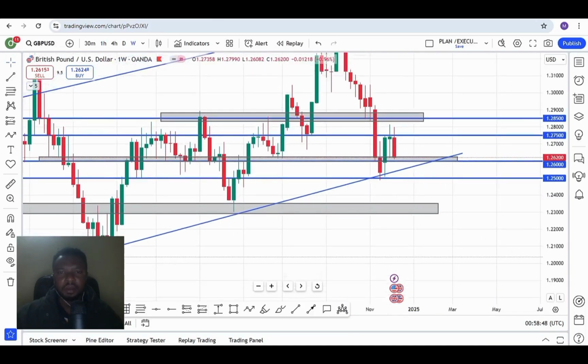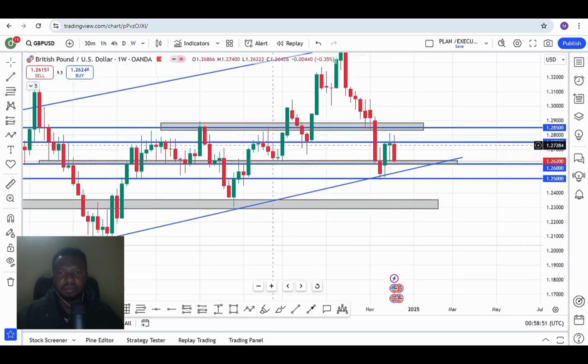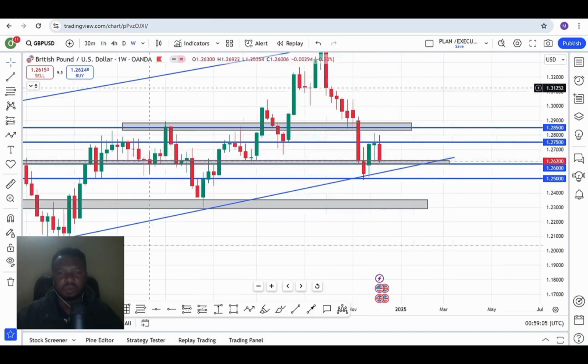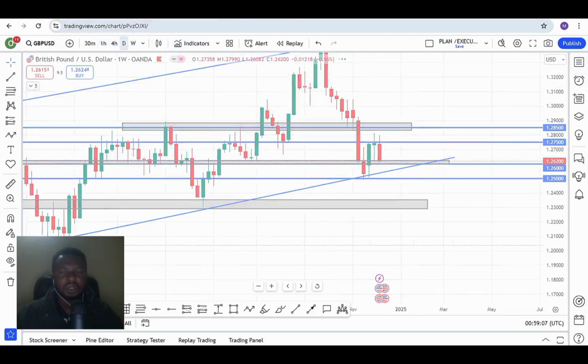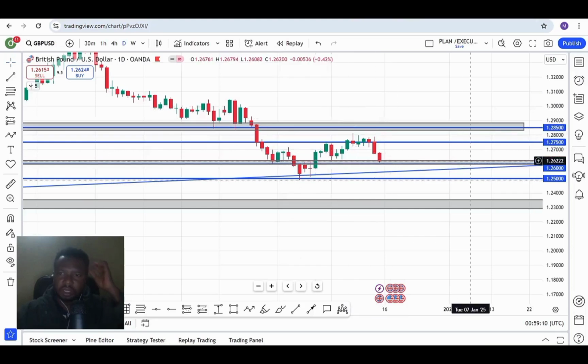Okay, now still on the weekly time frame, what are we looking at? Price did not test this resistance level, this resistance support, so I was hoping that price would come and test it before moving to the downside, but price went all the way down. So let's move to the daily time frame.